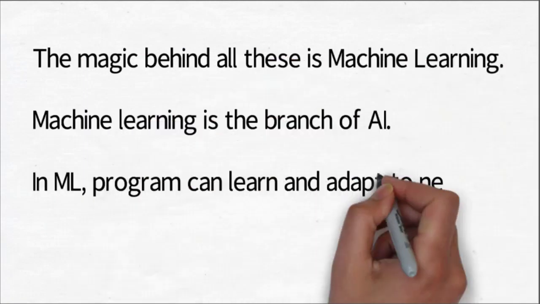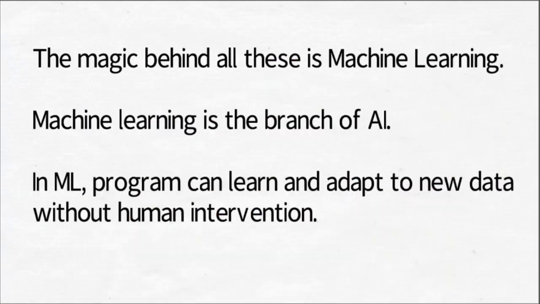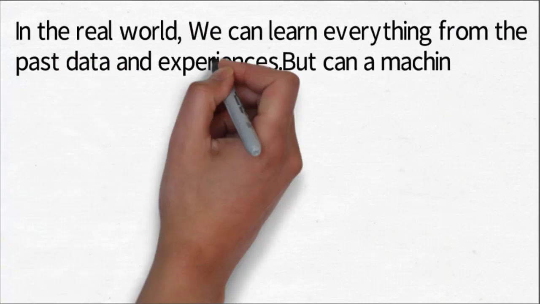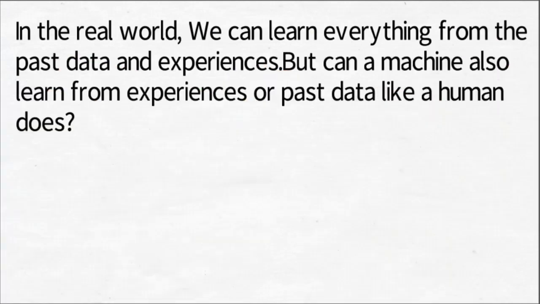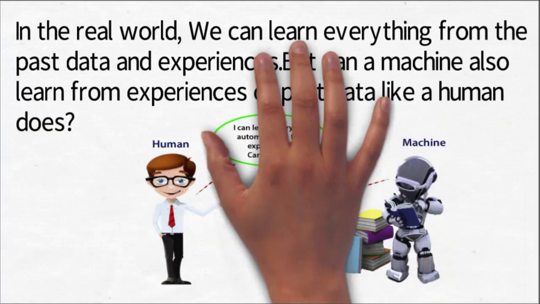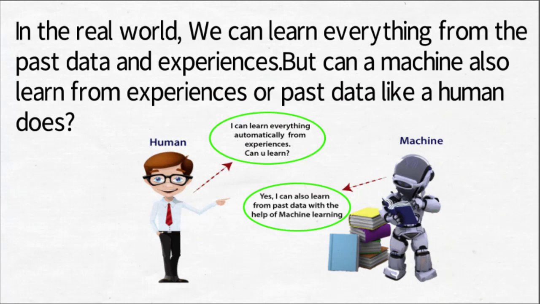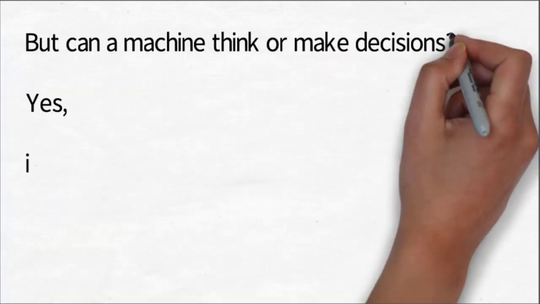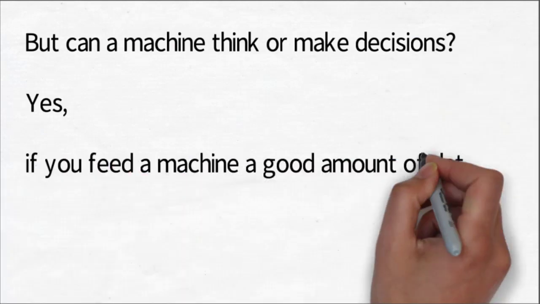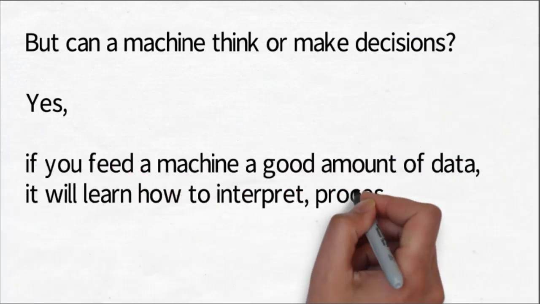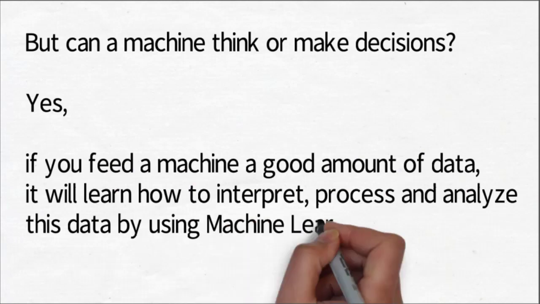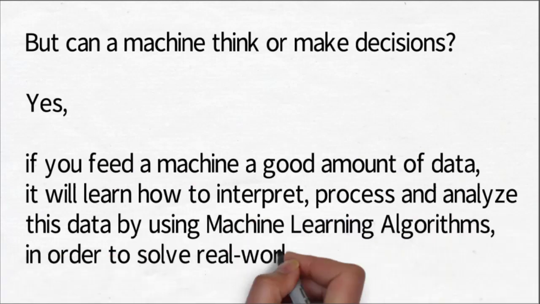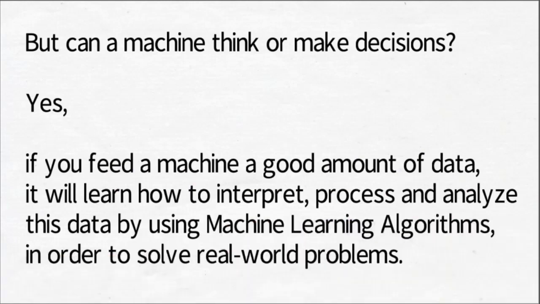Machine learning is a branch of AI. In machine learning, a program can learn and adapt to new data without human intervention. In the real world, we can learn everything from the past data and experiences. But can a machine also learn from experiences or past data like a human does? Or can a machine think or make decisions? Yes. If you feed a machine a good amount of data, it will learn how to interpret, process and analyze this data by using machine learning algorithms in order to solve real world problems.